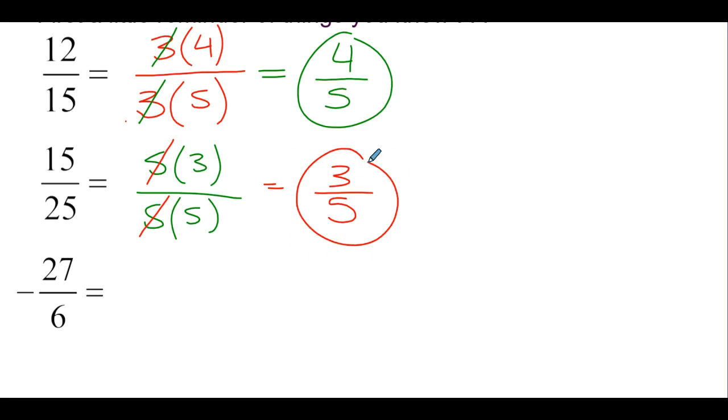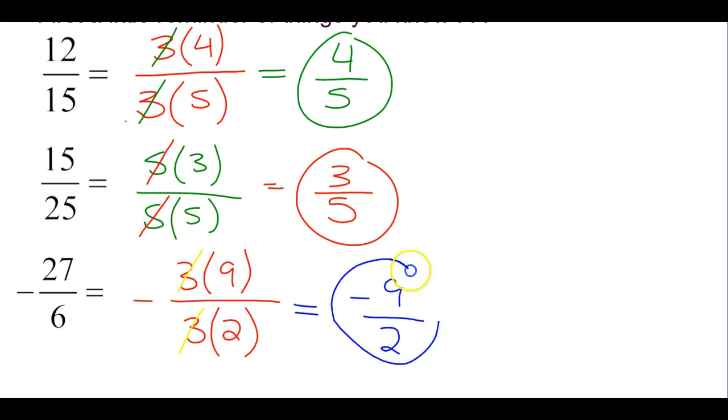Negative 27 over 6. So it is negative. That's just going to chill out front. It's just a negative number, is all that is. What did 27 and 6 both divide by? 3. So 3 times 9 and 3 times 2. So what cancels out? The 3's. Now I'm writing this a very specific way because you're going to see this very similarly. So therefore our answer is negative 9/2, or negative 9 over 2.